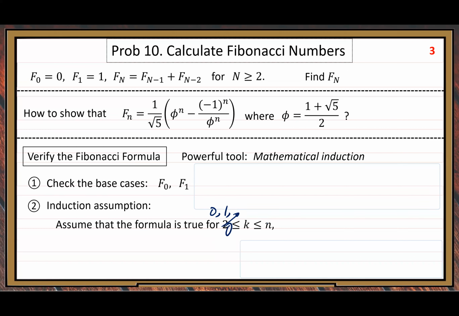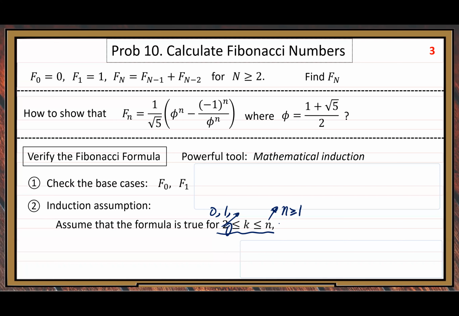we need to say something about this n. N is greater than or equal to 1, because the smallest n is 1. So here I want to modify this range to between 0 and n, but n should be greater than or equal to 1. That's the range.